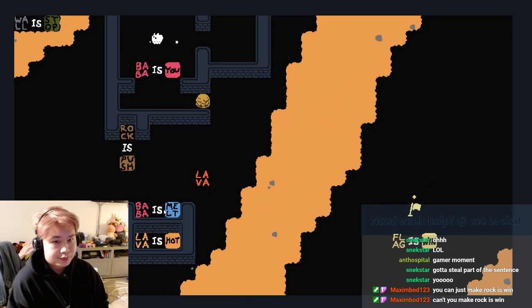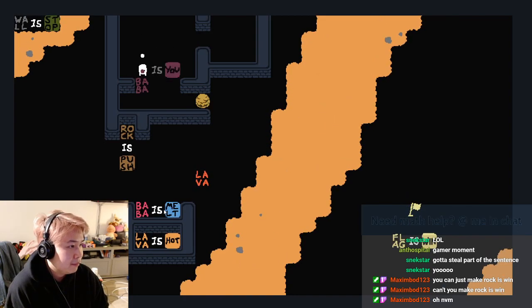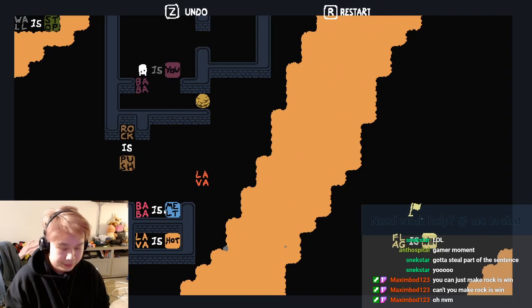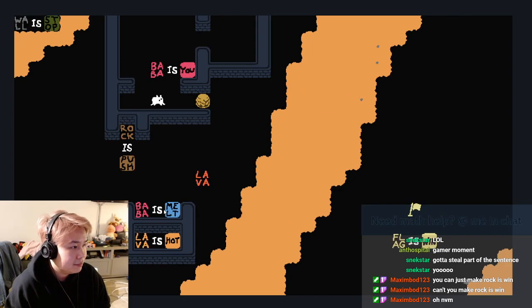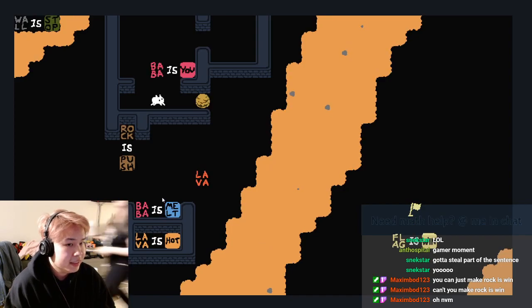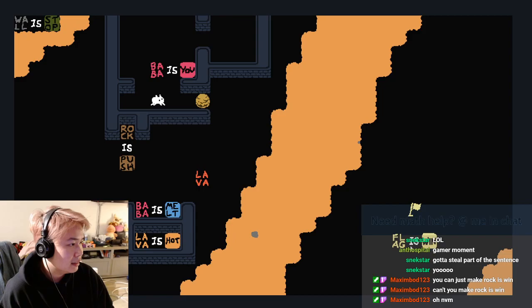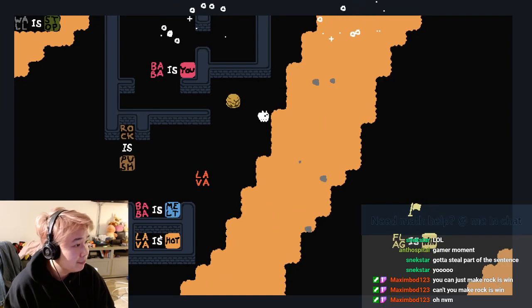So if I were to break this sentence, then Baba is no longer me, and you see, I can't control Baba anymore. But I need to get through, so I gotta push it to the side. And then I can't make flag is win, because flag is win is on the other side of this lava. So look at this. If I touch it, I die because I melt and lava's hot.